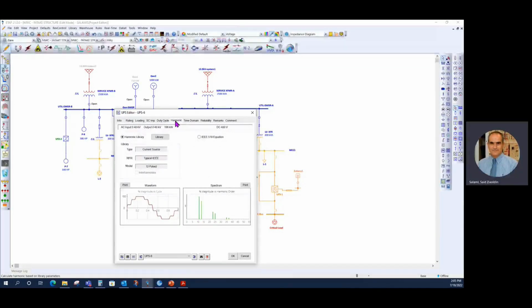Another important characteristic that we definitely need to consider: UPS is a source of harmonics for both voltage and current distortion, and should be analyzed based on the type of model that we may have, either 6 pulse, 12 pulse, 18 pulse, or a different type of current injection or voltage injection for the harmonic distortion analysis. Now let's go back to our presentation, and we will continue from there.